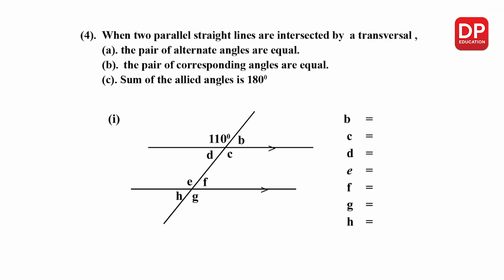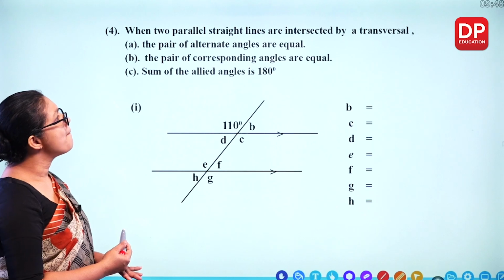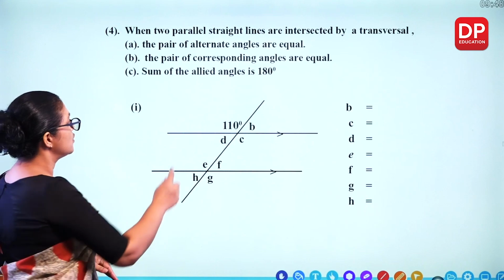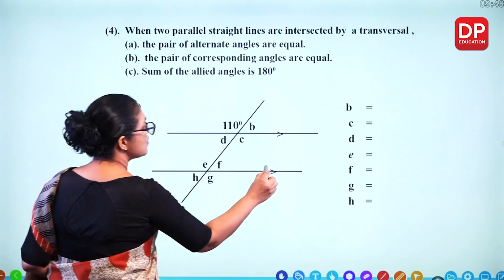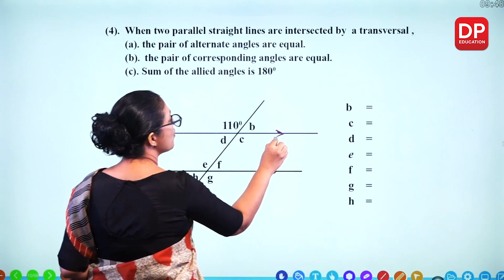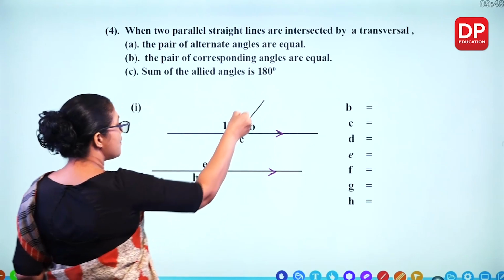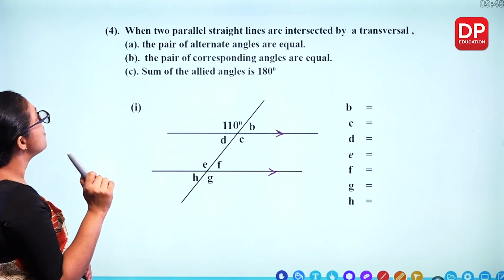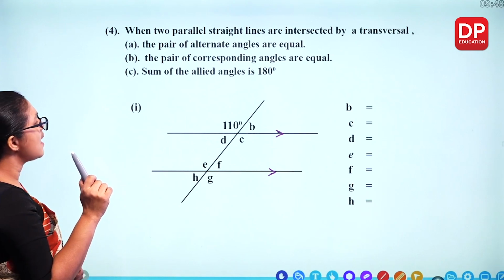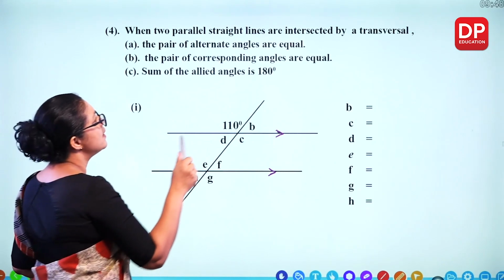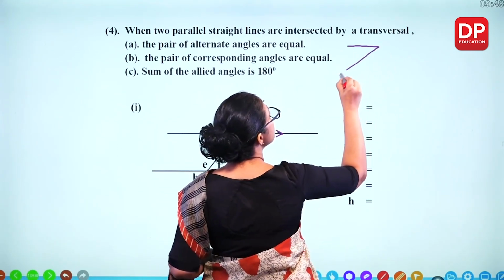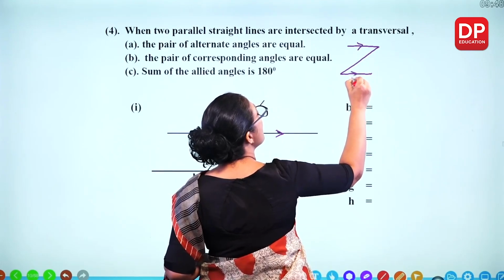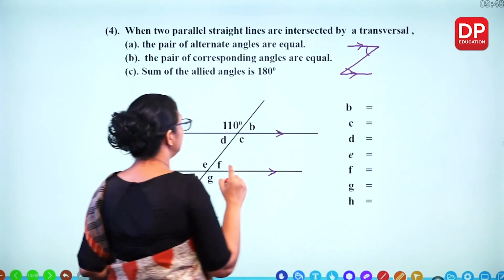When two parallel straight lines are intersected by a transversal. So there are two straight lines. Straight lines means with an arrow. Then the line across them we call the transversal. The pair of alternate angles are equal. What's the shape? Alternate means Z letter. So if the two lines are parallel, these two angles are equal.